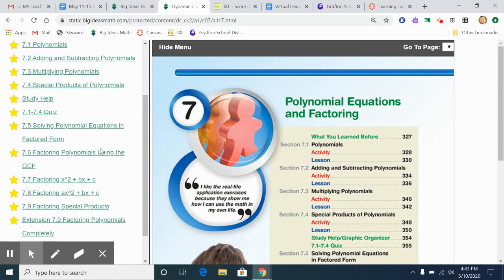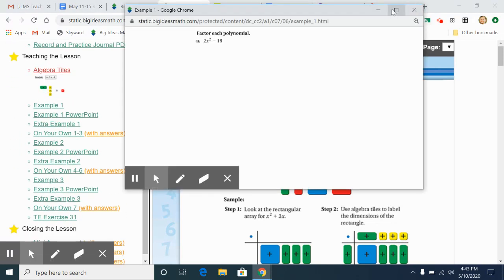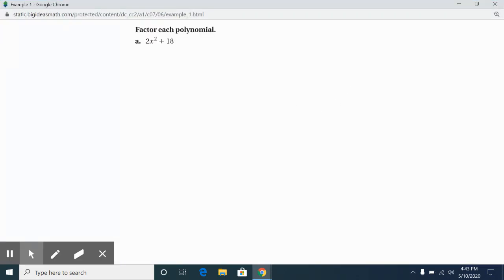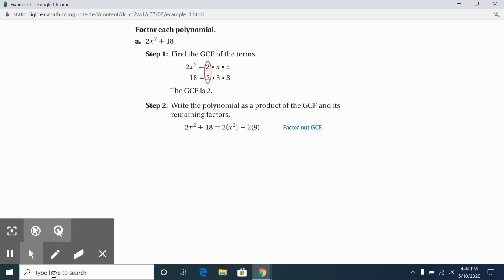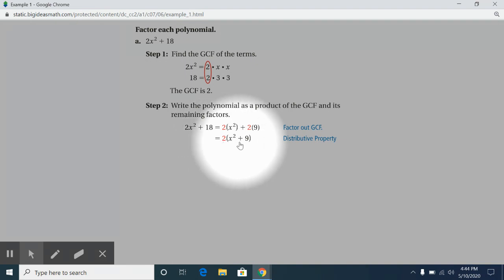chapter 7, which was factoring. Let's look at something like this in 7.6. In order to factor something like this polynomial, we're trying to find the greatest common factor between these two terms, and that greatest common factor would be 2. So we factored out a 2 right here, and then we were left with x squared plus 9 inside of the parentheses. So that's one example of what we're going to have to do.